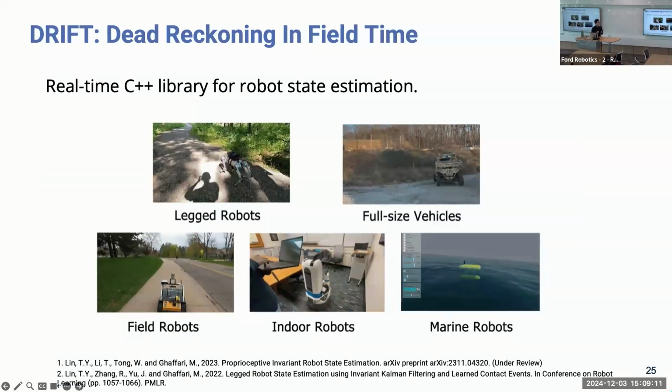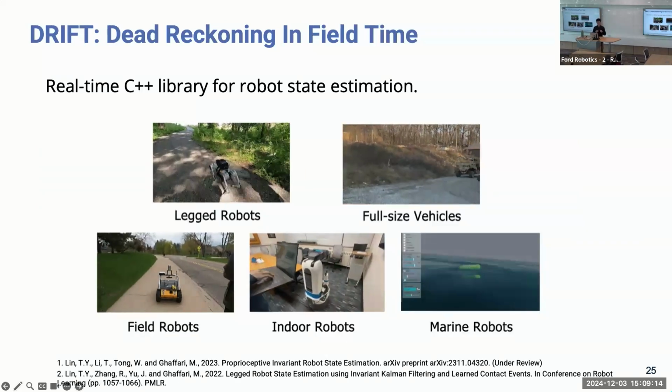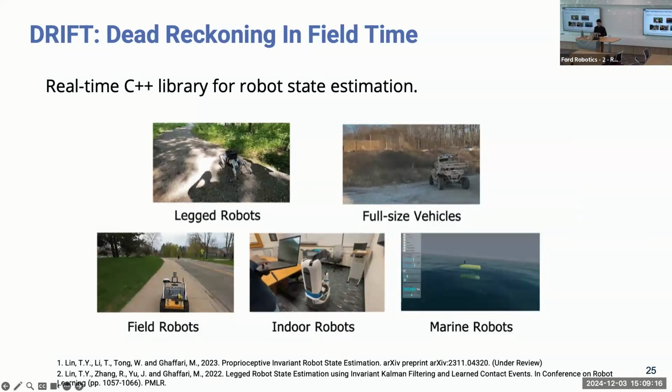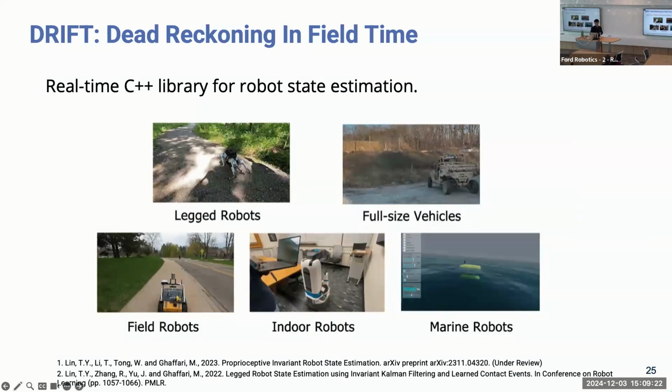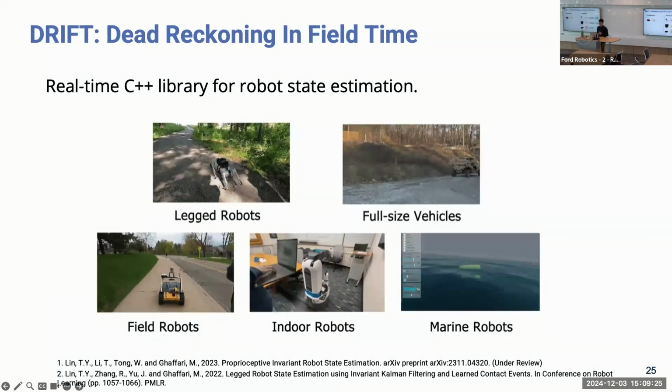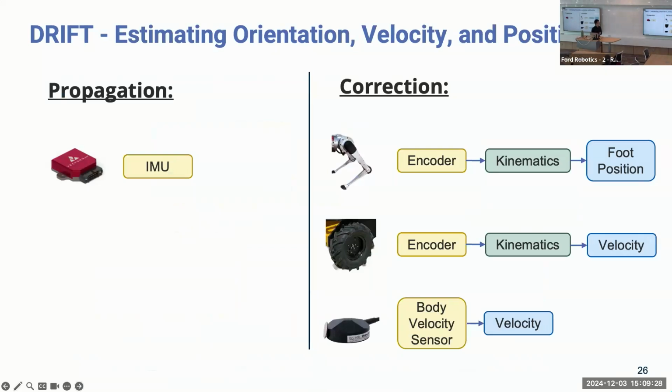So based on these invariant EKF algorithms, we built a C++ library called DRIFT, which runs in real time on all these robots, including legged robots, vehicles, wheeled robots, and marine robots. In the DRIFT framework, we use the IMU to do the propagation instead of using the robot dynamics. The IMU gives us angular velocity and acceleration, and we use that to integrate for the next step. In the correction step, depending on what robot we're using, we have different modalities. For legged robots, we can use foot position to correct the system. For wheeled robots or marine robots, we can obtain velocity and use it to correct the system.